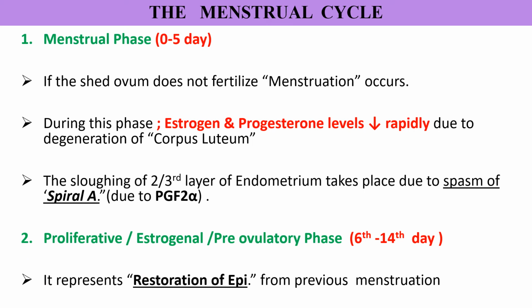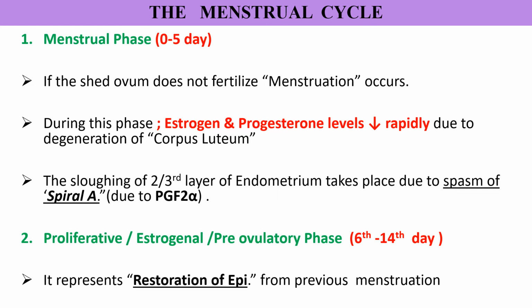Let us see what happens normally in the first phase of the menstrual cycle. If the released ovum does not fertilize, it leads to removal of all the contents with blood in the form of menstrual bleeding. During this phase, the hormones estrogen and progesterone levels fall drastically due to degeneration of the corpus luteum. Two-thirds of the endometrium layer is sloughed off due to the spasm of the spiral arteries in the absence of hormones. This phase usually lasts 4 to 5 days.